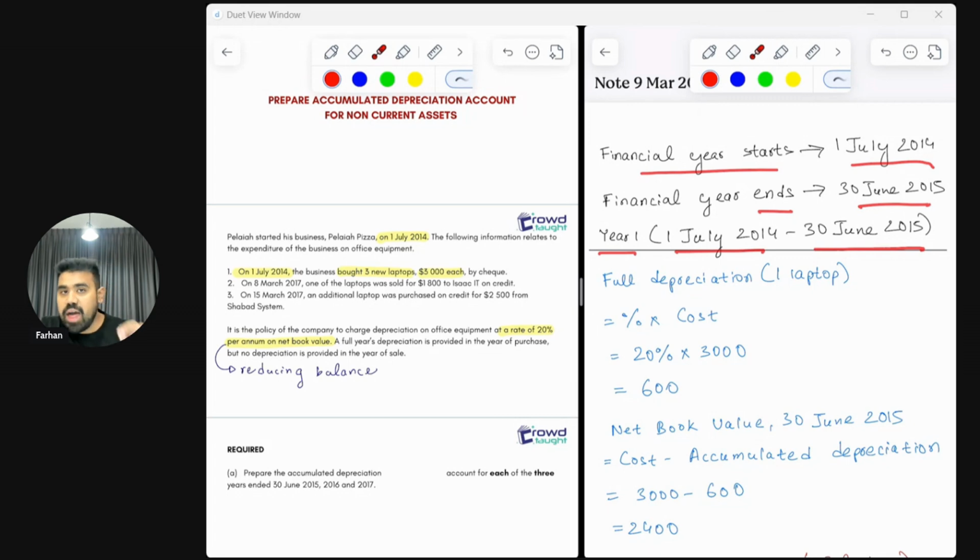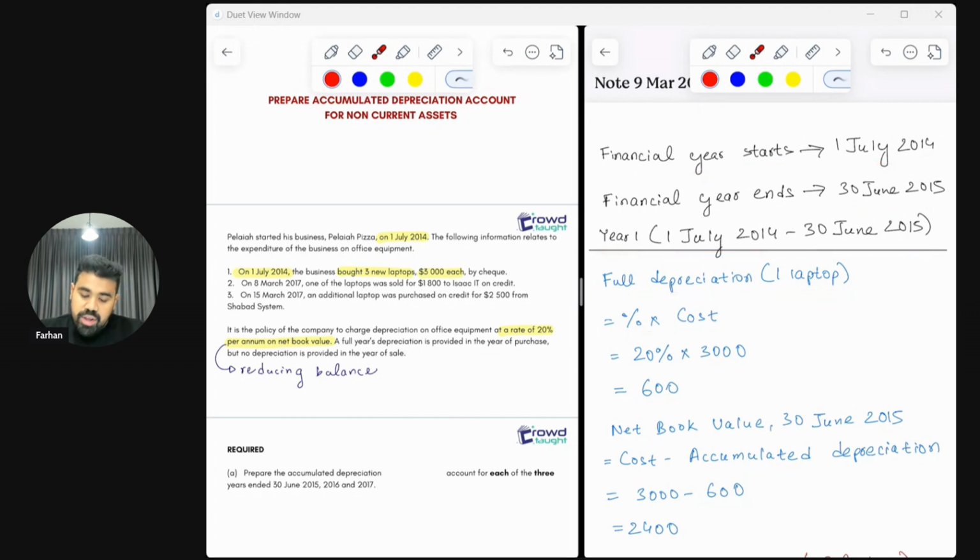Now let's calculate the depreciation for one of these laptops. We know in the year of purchase, we apply a full depreciation. So the full depreciation for one laptop in the year of purchase should be simply the given percentage multiplied by the cost. When you're using the reducing balance method, always remember that in the first year of usage for the asset, you calculate the depreciation by multiplying the percentage with the cost, and when you move to year two, you multiply the percentage with the net book value.